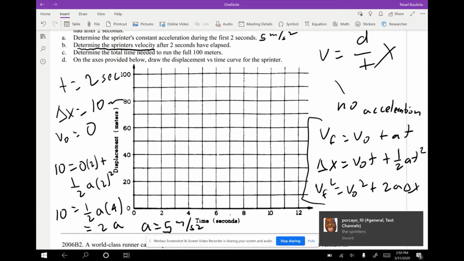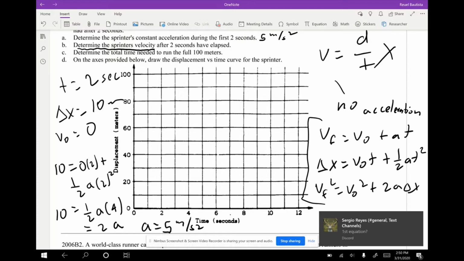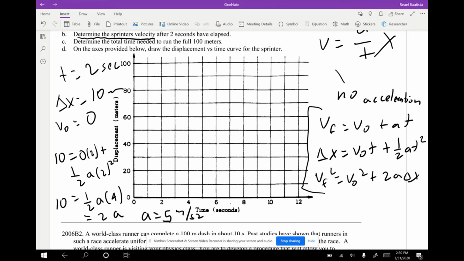So which equation can I use there? The first equation, yeah, because we know the acceleration now. So we can use Vf is equal to V0, which is 0, plus acceleration times time, right? So we know the final velocity will be 10 meters per second. Again, that should be pretty simple.